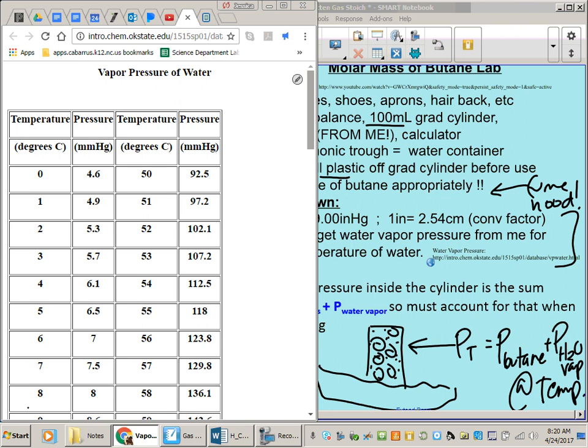Alright, if someone's not started taking inches of mercury to a more useful unit, you need to get on that. Partial pressure, pressure needs to be measured. Oh yeah, we need to work on that.